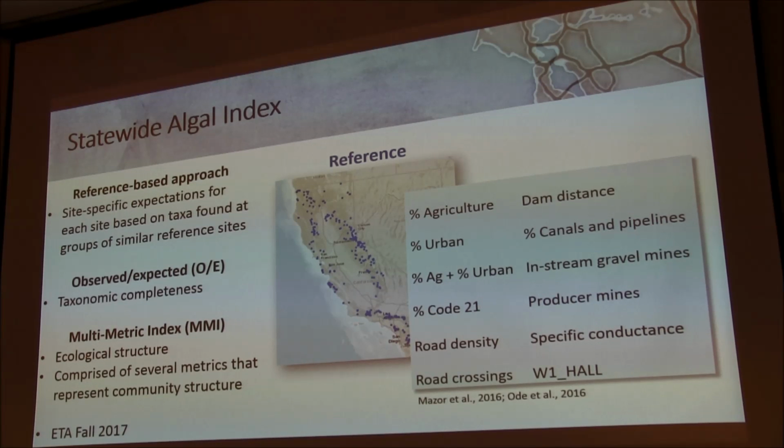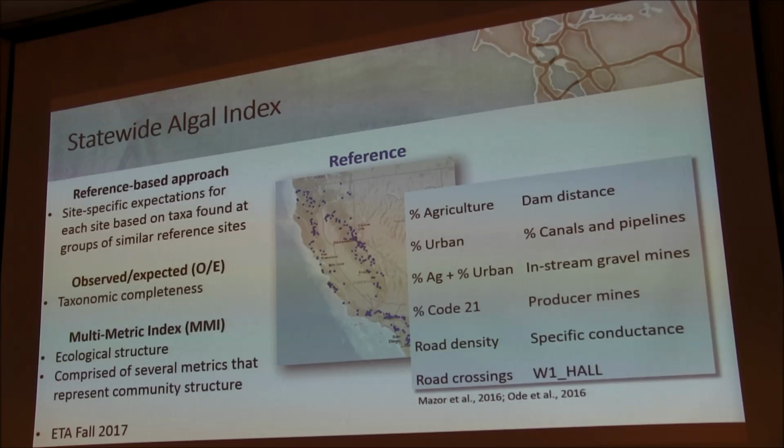And then the second part is more similar to the algal IBI that currently exists, where we develop this multi-metric index, and that gives us a gauge of different ecological structures. So what algae taxa are present, and what are some of their different ecological conditions that we tend to find them in? Are they phosphate-loving organisms? Are they sensitive to copper? Those sorts of ecological indicators.